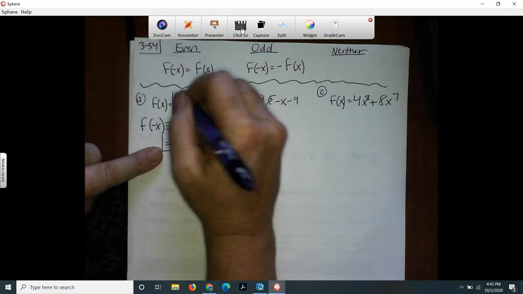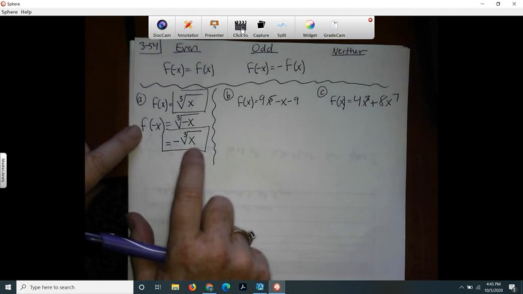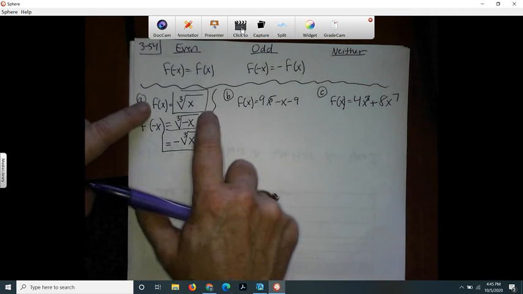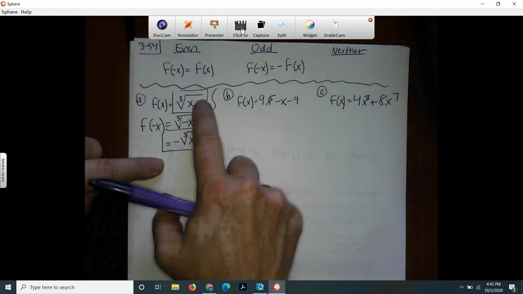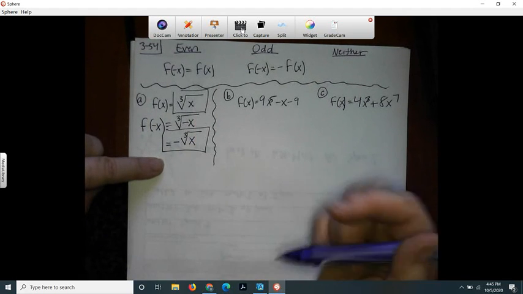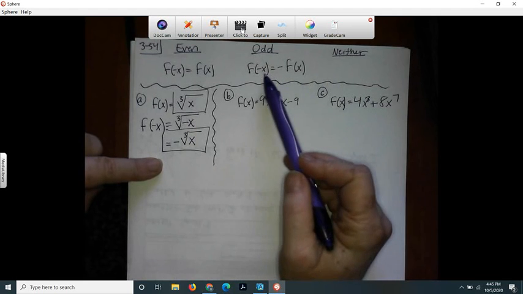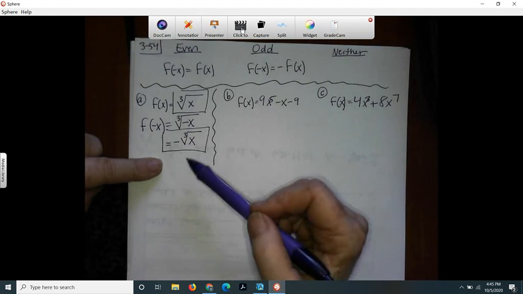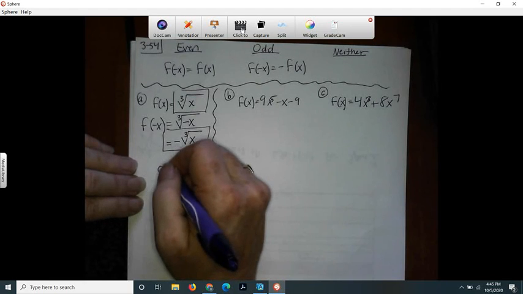So this is f of negative x, and this one's f of x. They're opposites of each other. When they're opposites of each other, then the function is odd. So we can say it's odd.